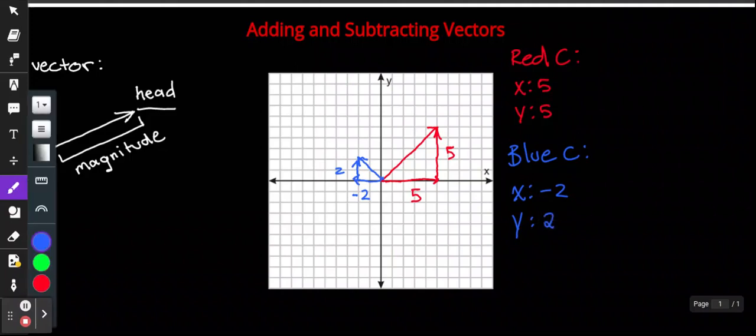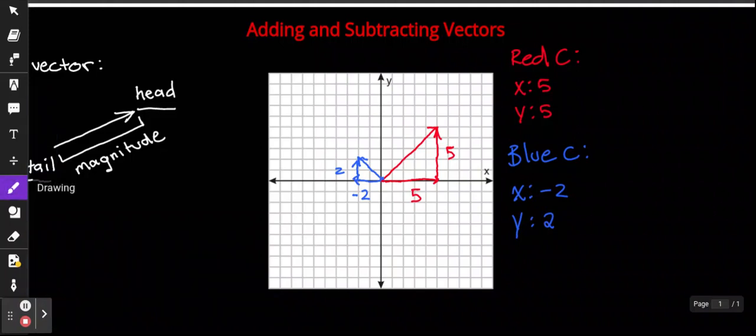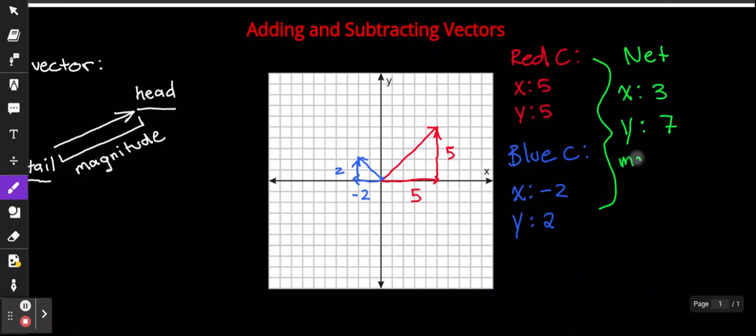So now that we've broken these up into components, we can just simply add the x's together and the y's together. So we're going to look at our net. Our x would be 5 minus 2, which is 3, and our y's would be 5 plus 2, which is 7. We have our x and y components, and now we want to have the magnitude.